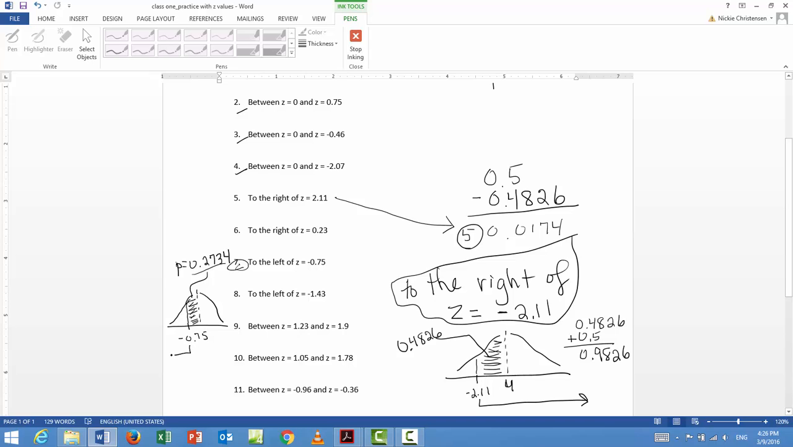So this question wants us to find the area to the left of z equals negative 0.75. So it's asking for the area this way. It wants this white area. Again, if you know the characteristics of the curve, I think it's quite logical how we will solve this. The area to the left of this value is going to be 0.5, because the whole half of the curve has an area of 0.5, minus this p-value. So 0.5 minus 0.2734 is going to give us 0.2266. 0.2266 is our answer for number 7.